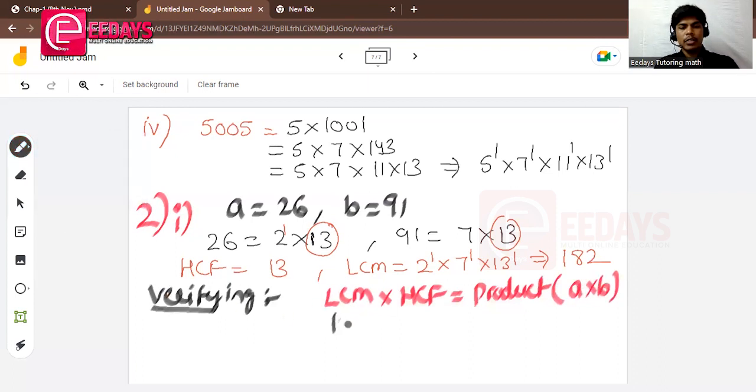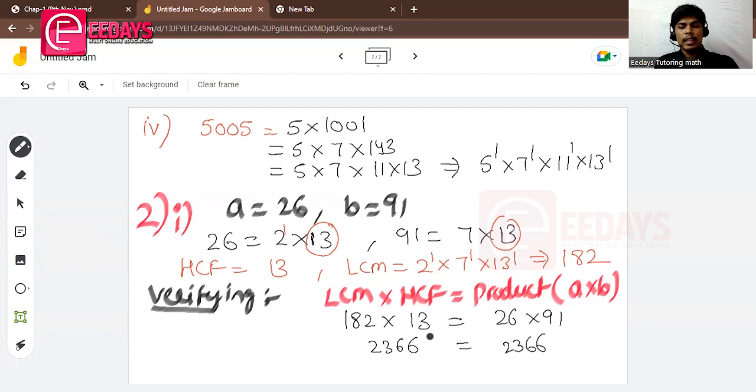Here the LCM we got is 182 and the HCF is 13, and the two numbers they have given are 26 and 91. We are doing a verification process, to see whether LHS is equal to RHS or not. 182 into 13: 6 times 3 is 18, and so on, 1820 plus all those things, so you'll get 2366. Here also, 26 into 91, you'll get 2366.